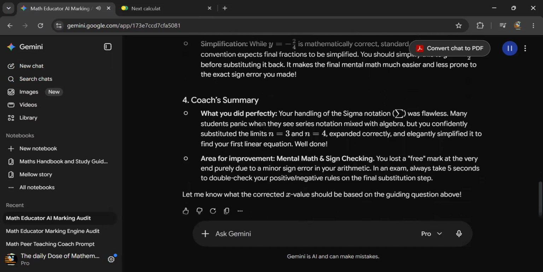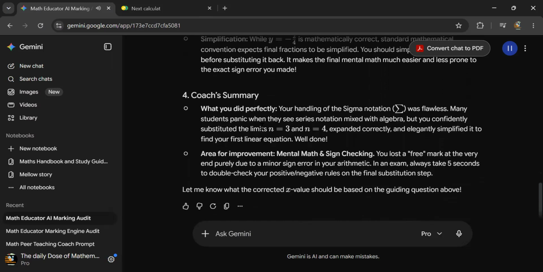4. Coach's summary. What you did perfectly. Your handling of the sigma notation was flawless. Many students panic when they see series notation mixed with algebra, but you confidently substituted the limits n equals 3 and n equals 4, expanded correctly, and elegantly simplified it to find your first linear equation. Well done. Area for improvement, mental math and sign checking. You lost a free mark at the very end purely due to a minor sign error in your arithmetic. In an exam, always take 5 seconds to double-check your positive and negative rules on the final substitution step. Let me know what the corrected x value should be based on the guiding question above.